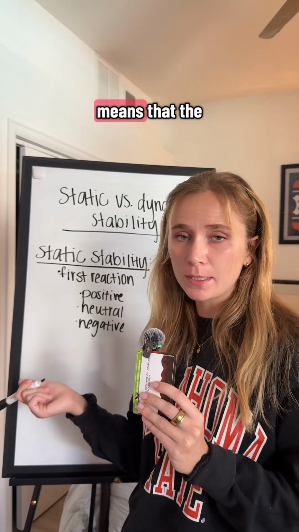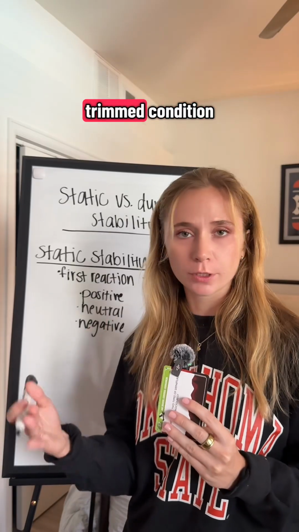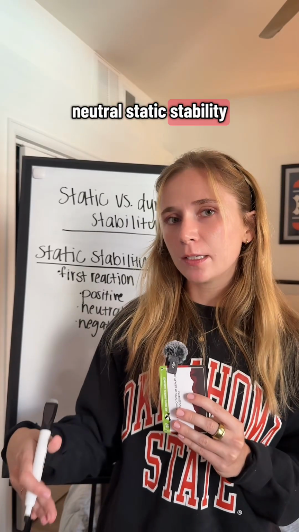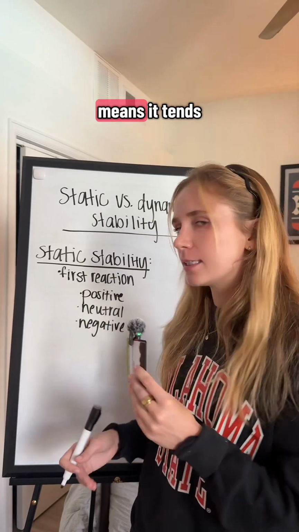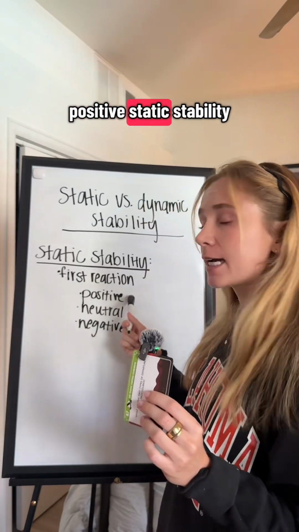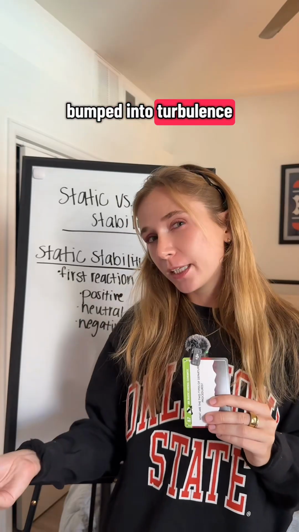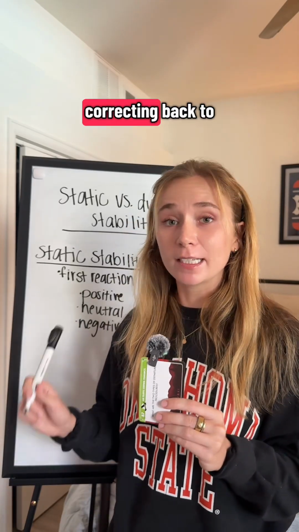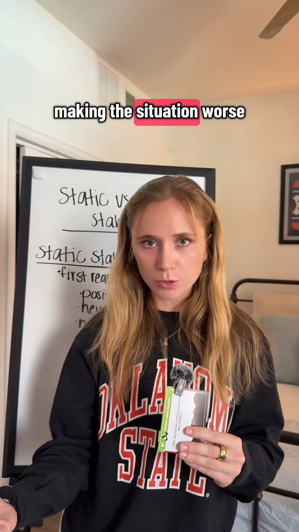Positive static stability means that the airplane will tend to return towards its original trimmed condition. Neutral static stability means it tends to stay where the disturbance put it. Negative static stability means it tends to move away from where it started. So for instrument flying, positive static stability is important because it reduces workload. If you get bumped into turbulence, the airplane naturally wants to start correcting back to where it was, instead of immediately making the situation worse.